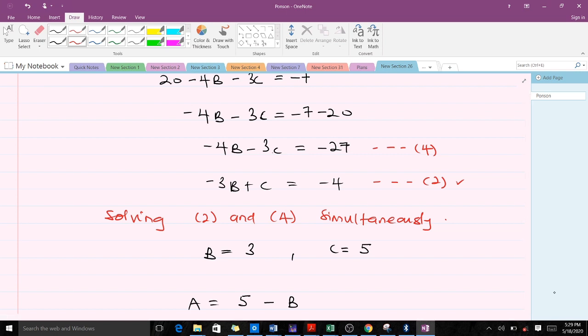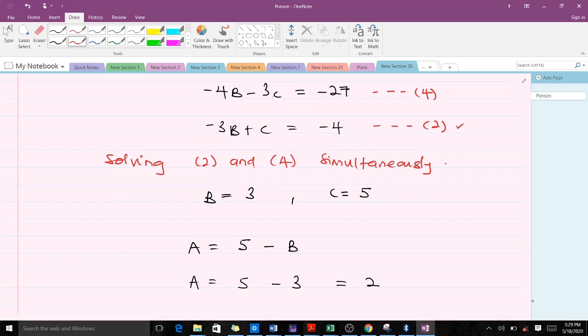So now we have values for b and for c. But note that our a was simply equal to 5 minus b, and we have b to be 3. So a will be equal to 5 minus 3, which will give us 2. So now we have values for a, b, and c, where our a is 2, our b is 3, and our c is 5.